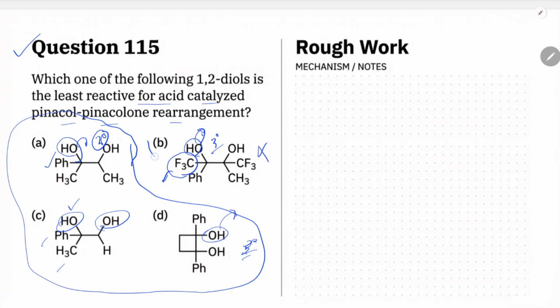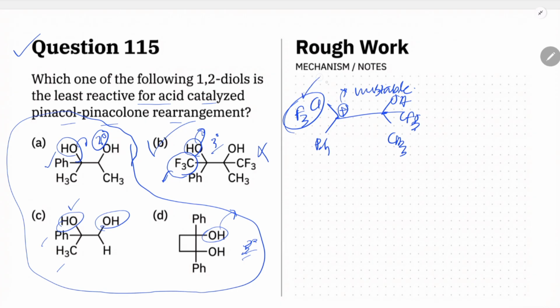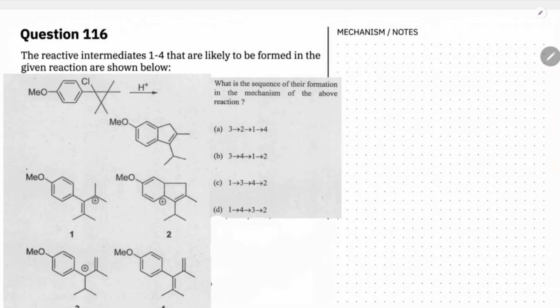except this. So option B is the correct answer, because this carbocation after leaving, this is Ph, CF3 plus, this is OH, this is CF3 and CH3. This carbocation is unstable due to the presence of this electron withdrawing group. So option B is correct.